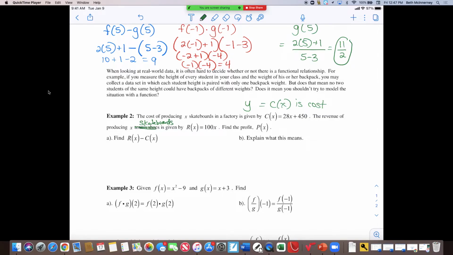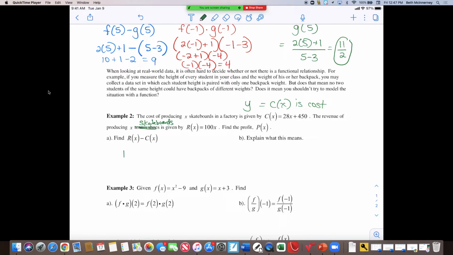The cost is like labor. How much are they paying their workers per hour? But it's also the materials to make the skateboard. It's also the electricity and lighting of your building that you're working in. So there's a lot of factors that go into the cost. Then profit is equal to the revenue minus the cost.